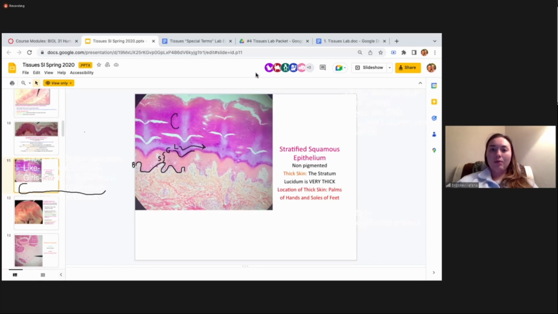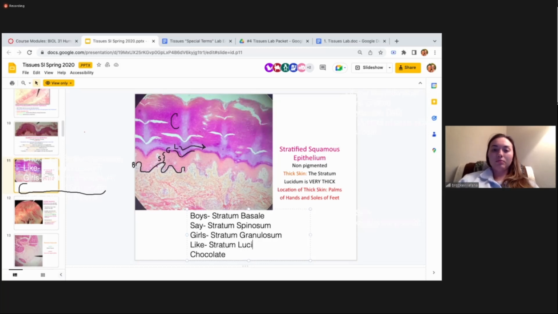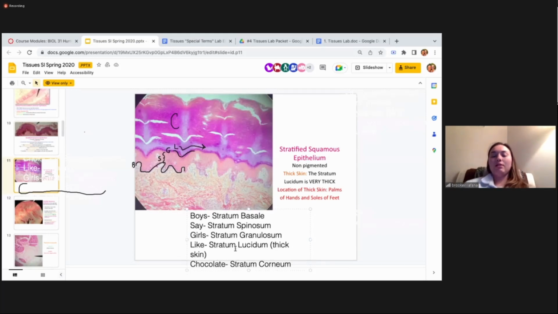So how do you remember the mnemonic? Again, it's boys say, girls like chocolate. Remember, like or lucidum is only in thick skin. They all start with stratum. Boys is stratum basale. Say is stratum spinosum. Girls is stratum granulosum. Like is stratum lucidum. And then C, chocolate is stratum corneum. You don't need to know functions. You just would need to know how to identify them.